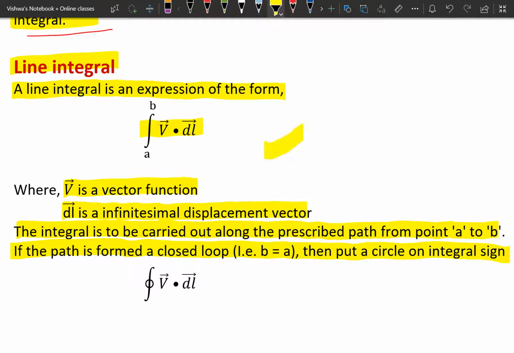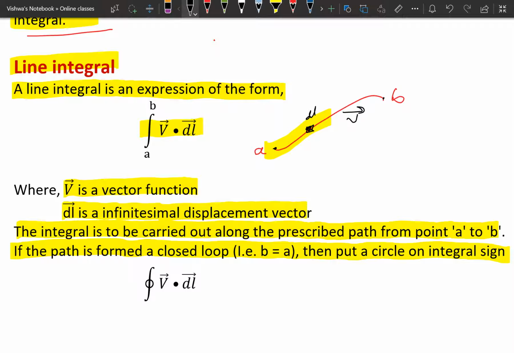Let's take a line. Now we have to integrate between two limits a and b. In this, dl is a small or infinitesimal length displacement vector, which is called the displacement vector. Now the total value from a to b is obtained by the integral of this vector function.